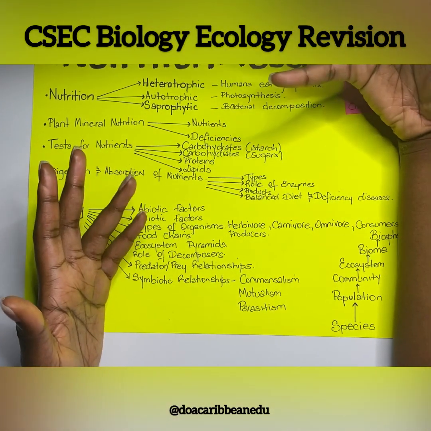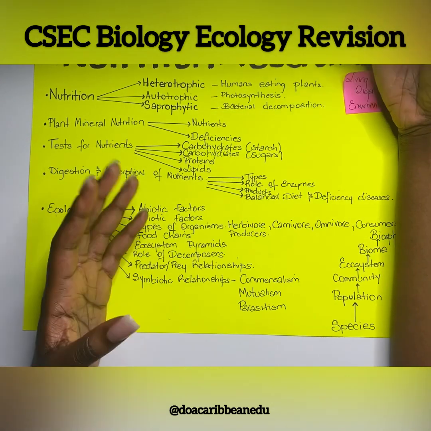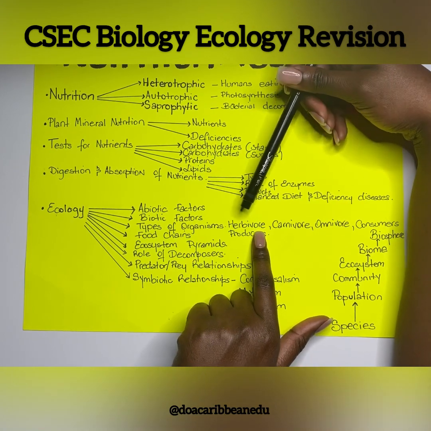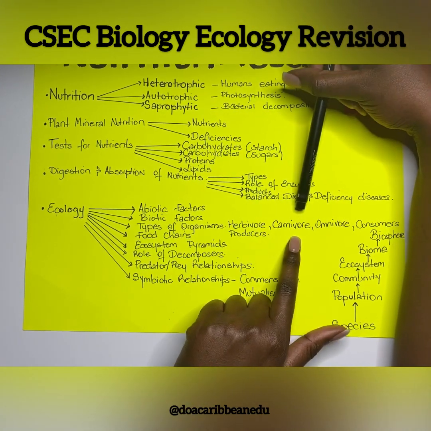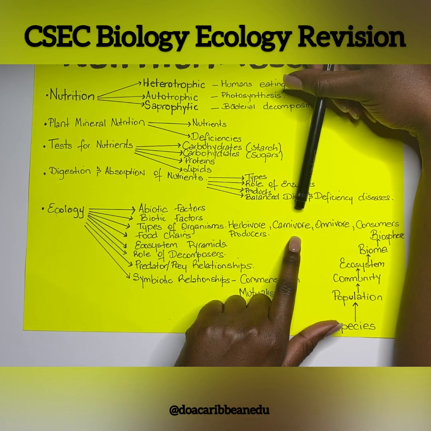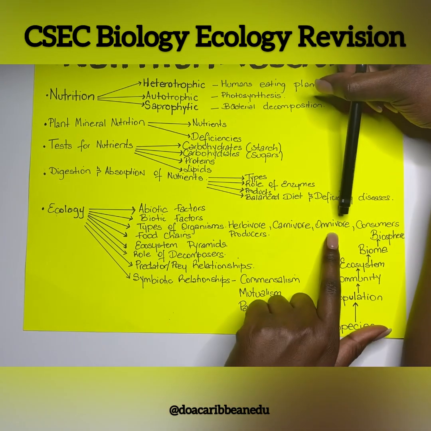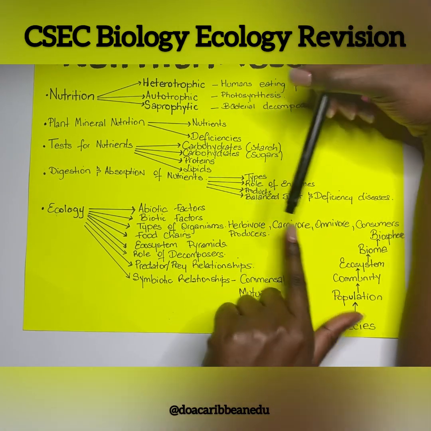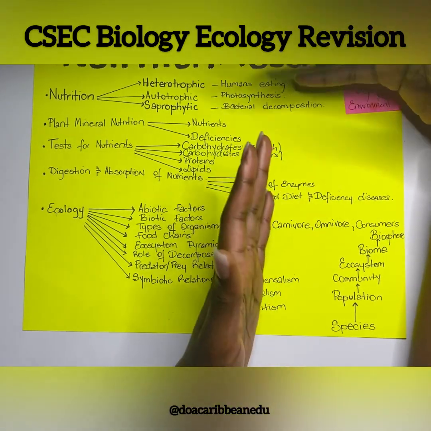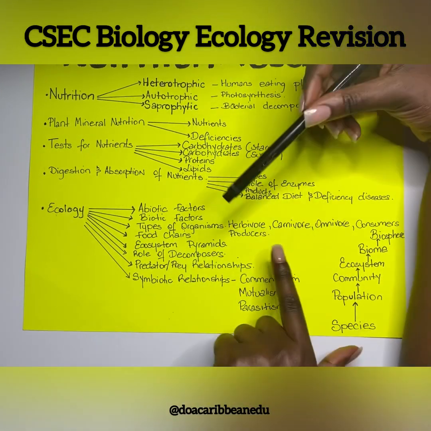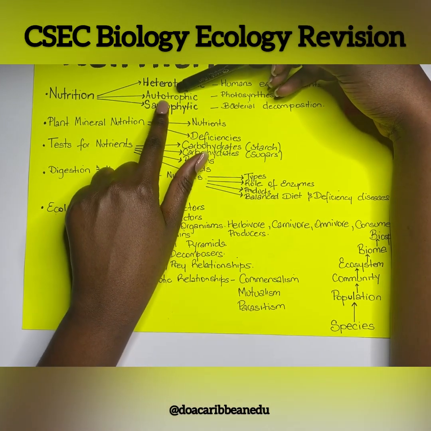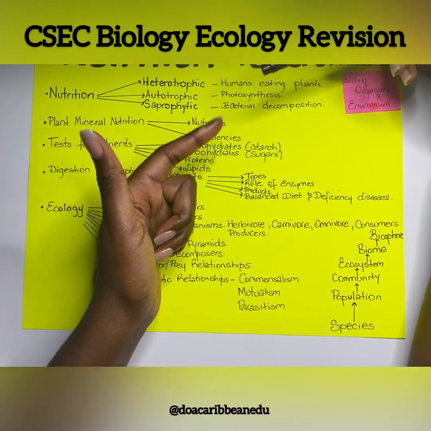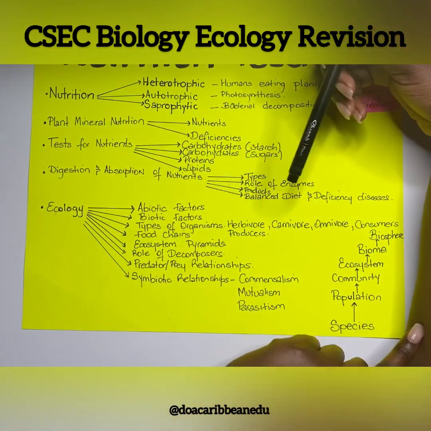What are the different categories of organisms available in the ecosystem? Well, we have herbivores, animals that eat plants only, carnivores, animals that eat flesh only, omnivores, animals that consume both flesh and plants. We can also categorize organisms according to producers, which are the autotrophs that make their own food, and consumers that feed on the autotrophs or other organisms in the ecosystems.